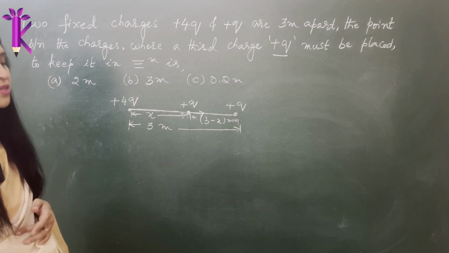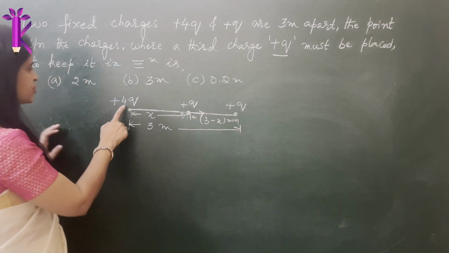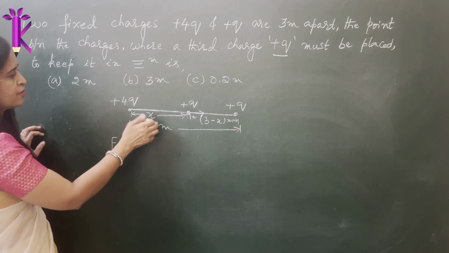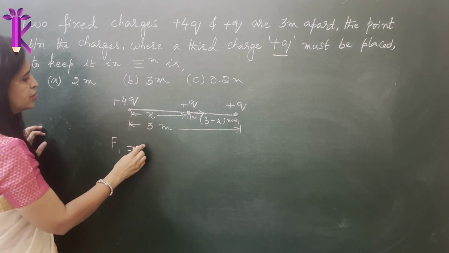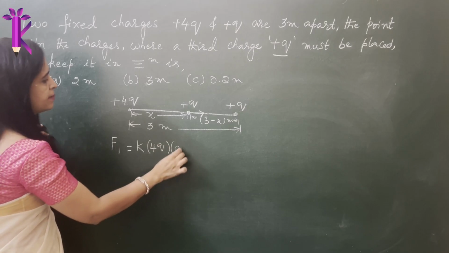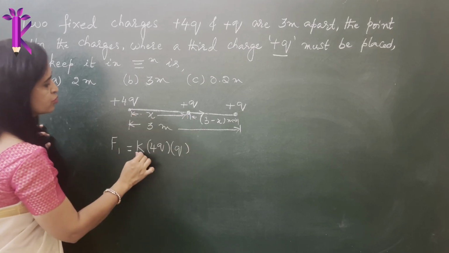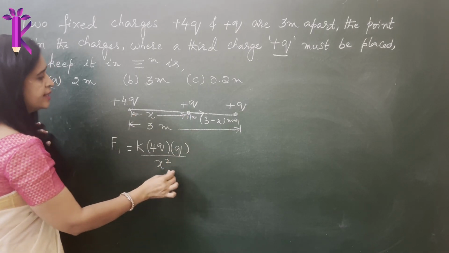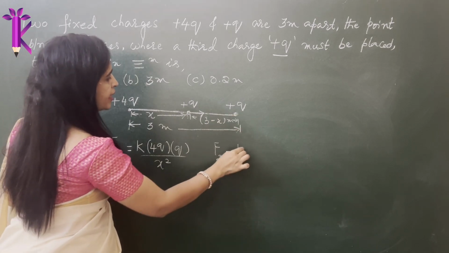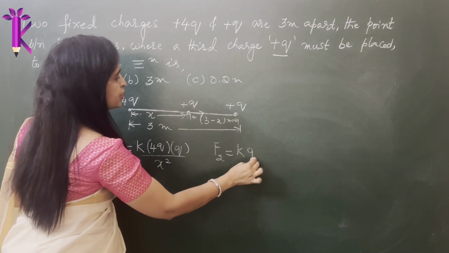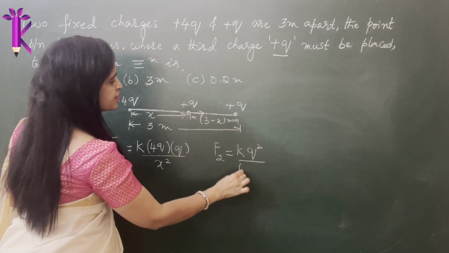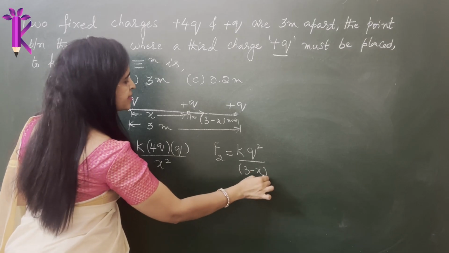Let's write our Coulomb's law equation. What does your Coulomb's law equation say for F1? I would call this F1 between 4q and q. So k into the charges, 4q multiplied by q, divided by the distance of separation, which is x square. Similarly, what will be F2? F2 is between these two charges. So k into q multiplied by q is q square, divided by the distance of separation, 3 minus x whole square.